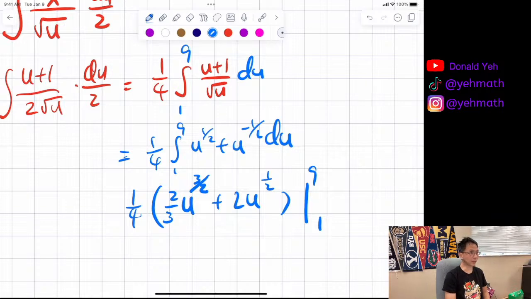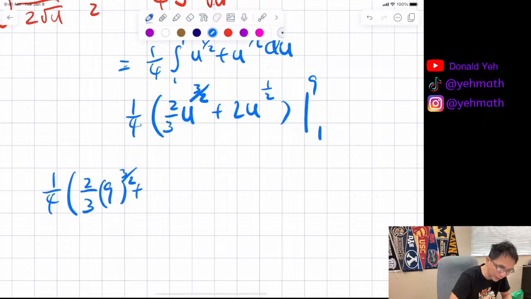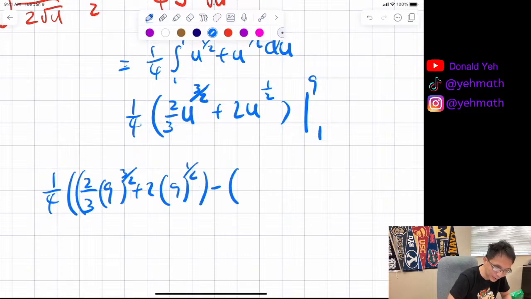Any questions here so far? No. Now I'm just going to do the 1/4 later. I plug in 9 to the 3 over 2 plus 2 times 9 to the 1/2, and this whole thing minus 2 over 3 plus 2. Is that okay?